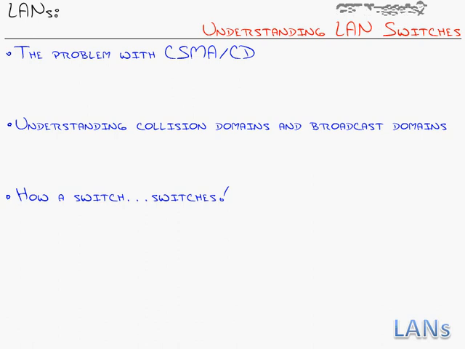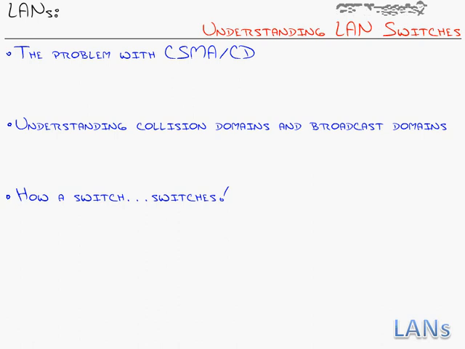We're moving from Ethernet technology now into the specific implementation of Ethernet in our networks today, LAN switches. So we're going to take a moment, just a brief moment, to understand LAN switches and see what they're all about. We'll start off by looking at the problem of CSMA-CD. That's Carrier Sense Multiple Access Collision Detection.